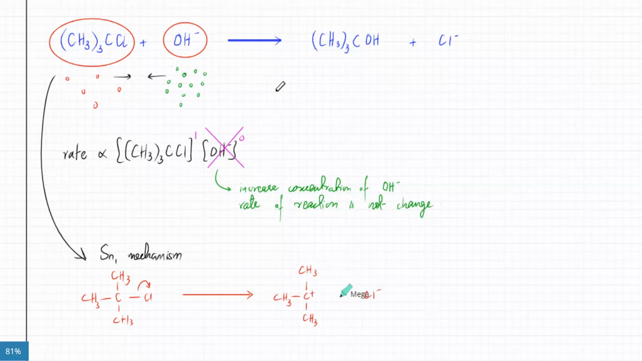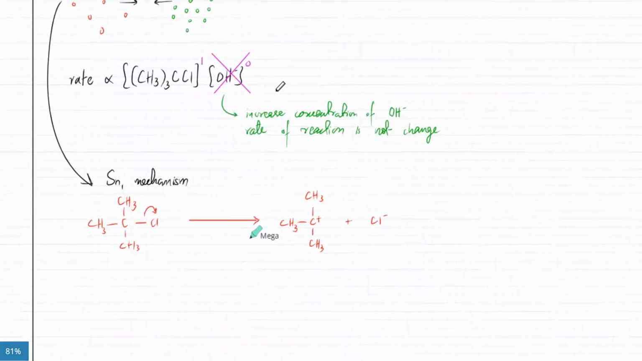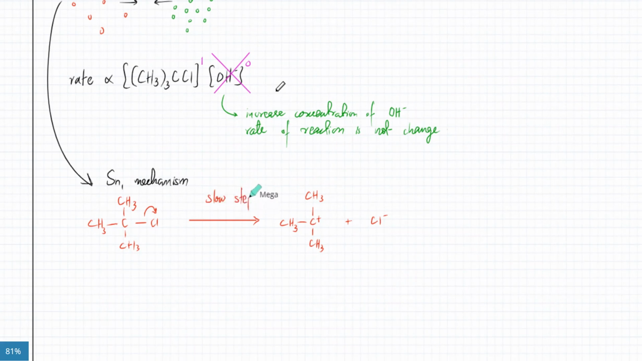And the Cl minus 1 breaks off, and that's a slow step. There's going to be a lot of collisions, and only after that is the Cl going to break off. So that's kind of a slow step. But as soon as the carbocation is formed, the OH ion comes in and attaches itself to the carbocation.